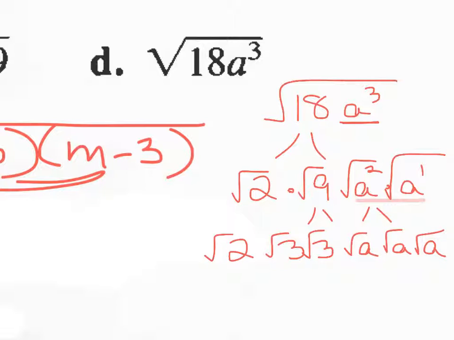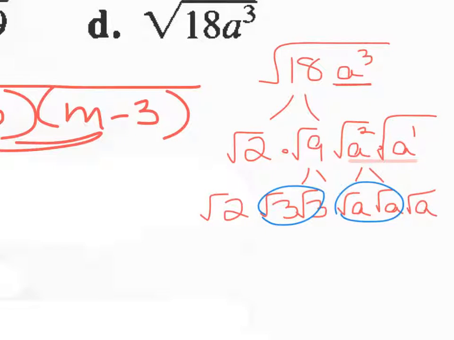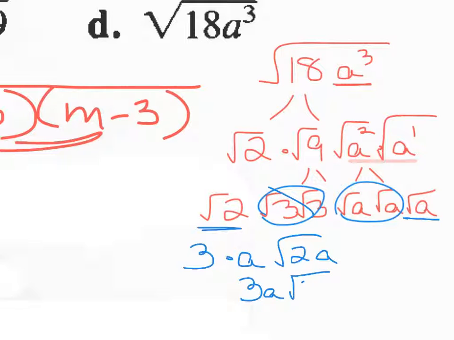And then now I'm going to look for pairs. So I have a pair of 3's and a pair of a's. The 2 doesn't have a pair, and neither does that last a. So the pair of 3's, one of them comes out. The pair of a's, one comes out. And then these 2 are left behind. So I would get 3a outside of the square root and 2a still underneath it.